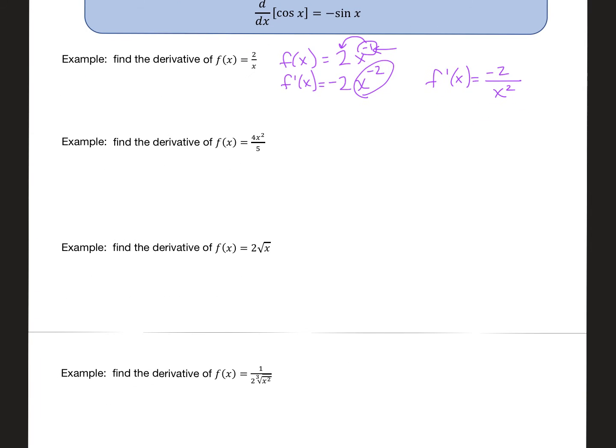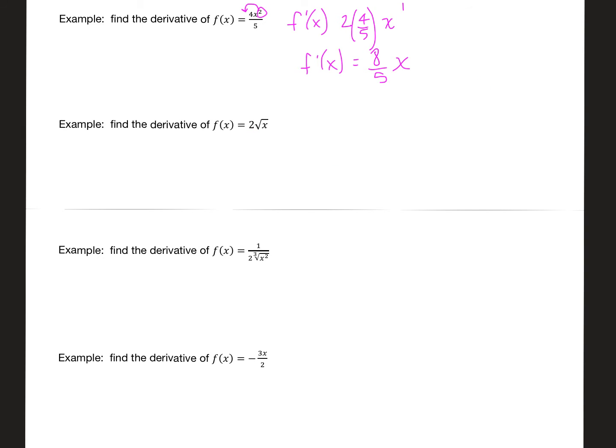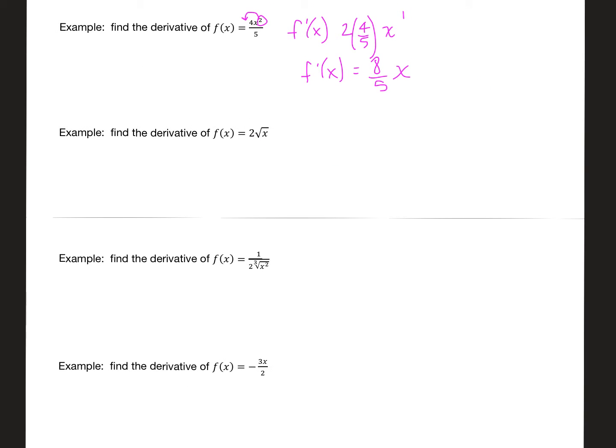Let's scoot this up a little. All right, so for this one, I'm going to take this 2, and I'm going to multiply it by the constant. Now, the constant that's out in front of this thing is 4/5. So I have 2 times 4/5. Then I'm going to write my x, decrease the exponent by 1, and then just don't forget to simplify. So I end up with 8/5 times x.